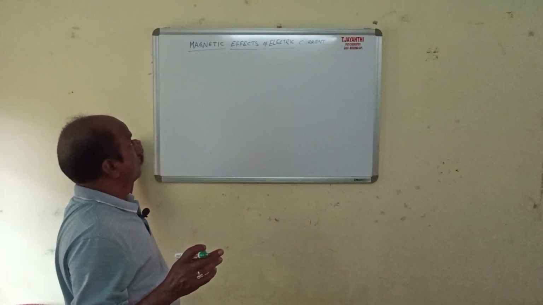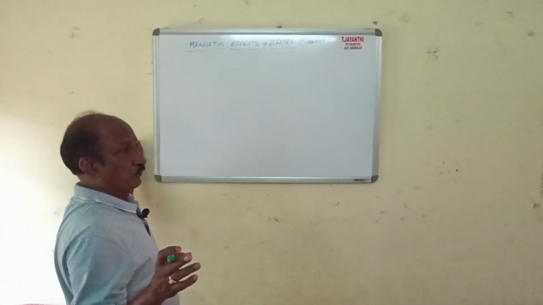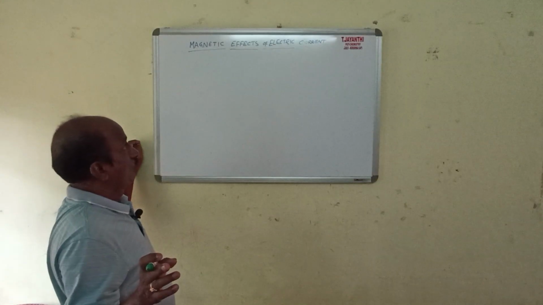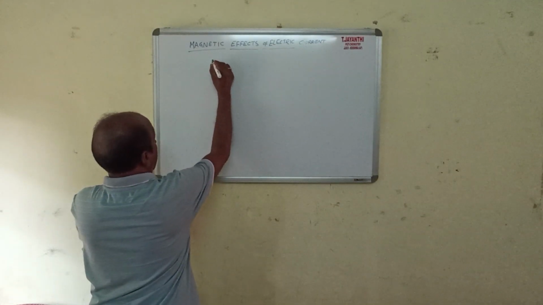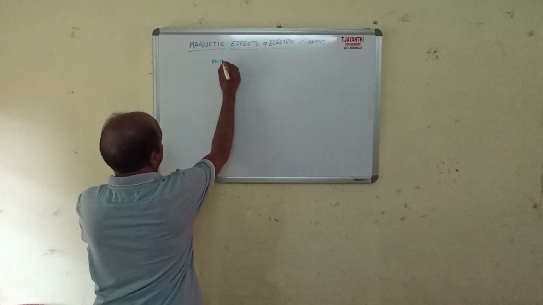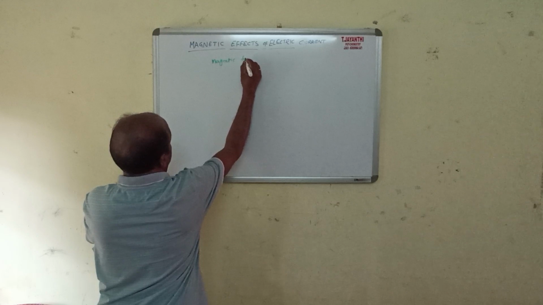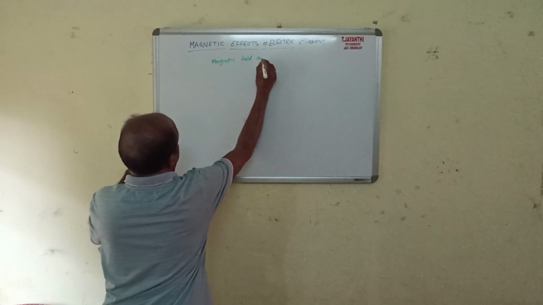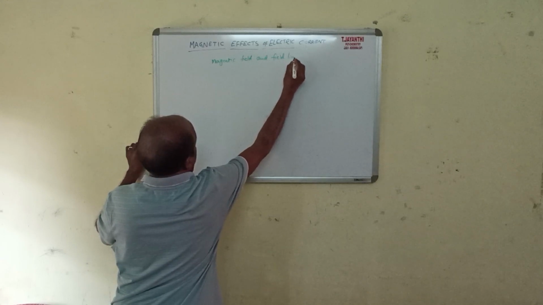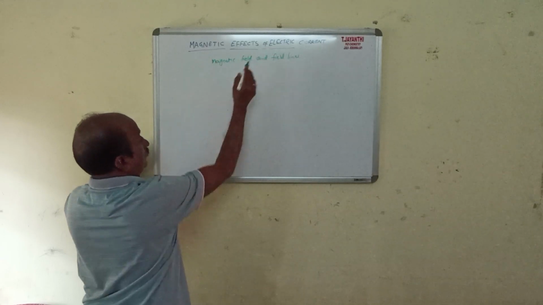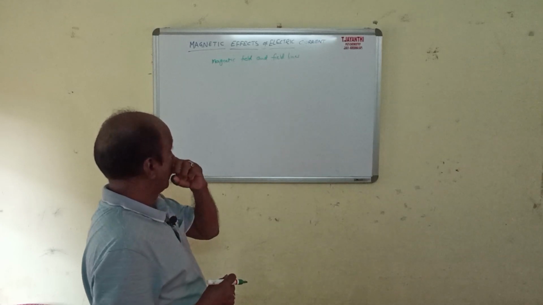Today we are going to discuss magnetic field and field lines, which comes under the chapter magnetic effects of electric current.